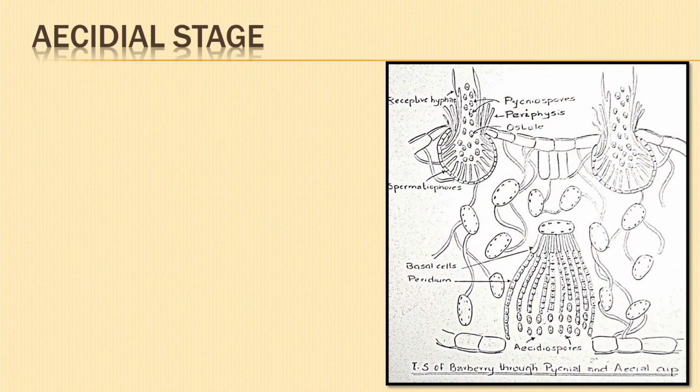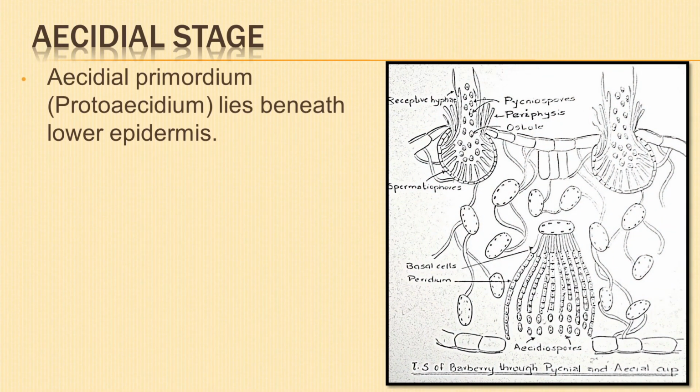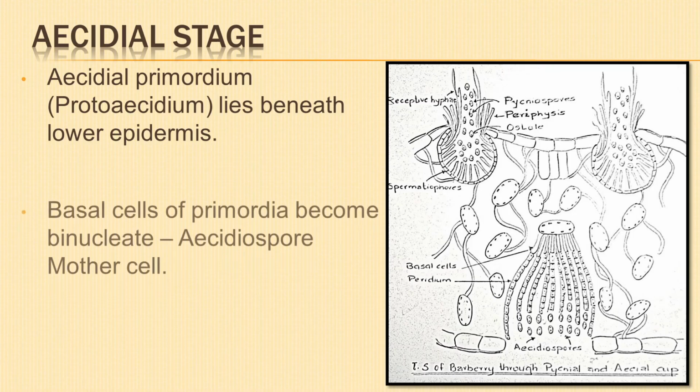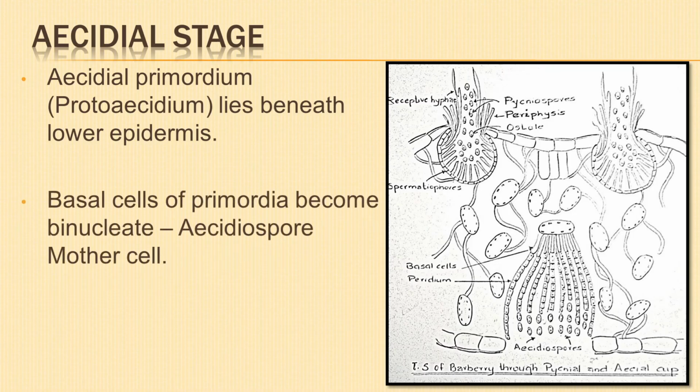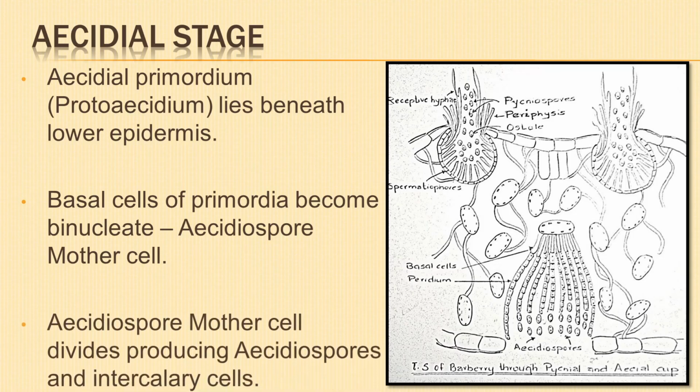The ascidial primordia or protoascidium lie beneath the lower epidermis. The basal cells of the primordia become binucleate. They are known as ascidiospore mother cells. They divide, producing alternately ascidiospores and intercalary cells.